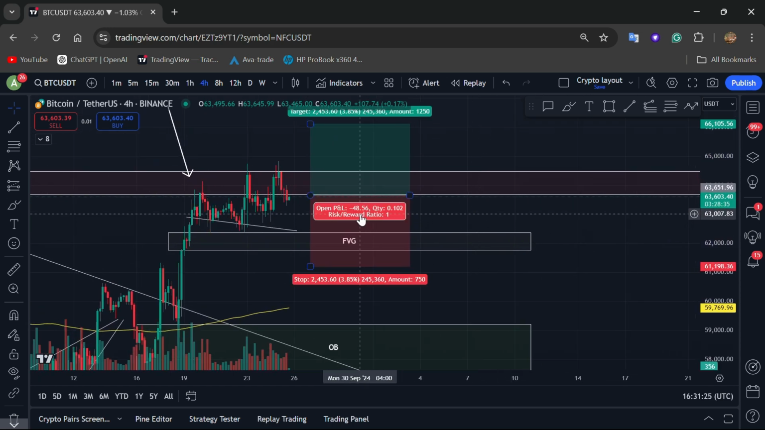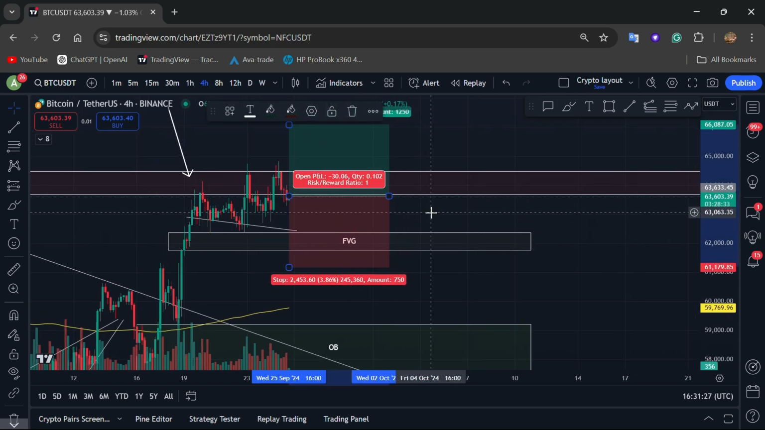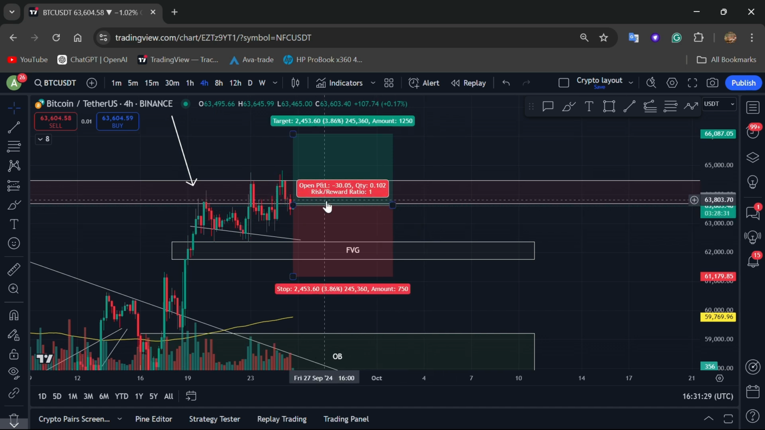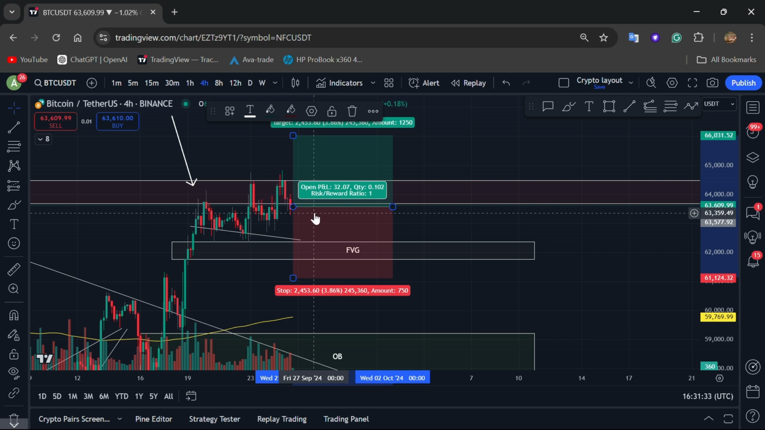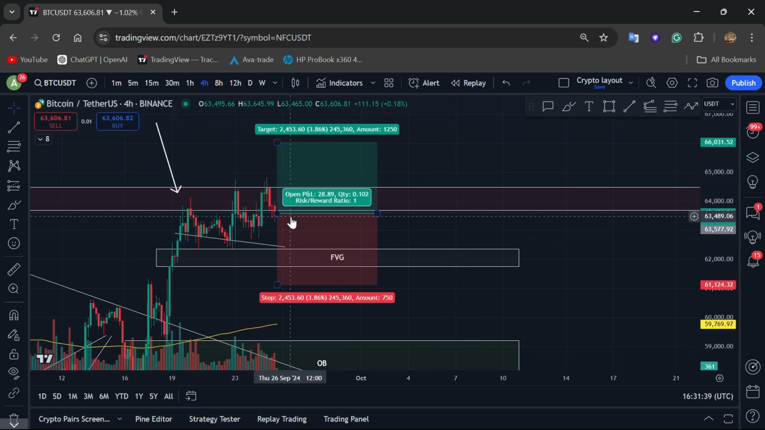So, how do you read these ones? When I say entry, of course you don't have to be exactly on the price. When I say 63,610, it can range a little bit, not too much, but just a little bit.